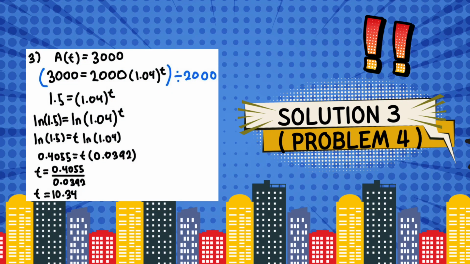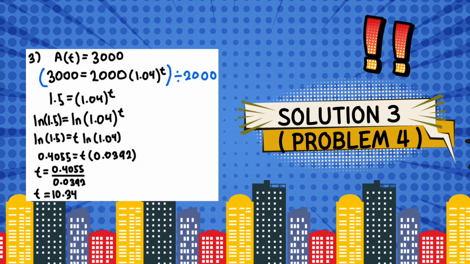Okay, for the last solution of problem 4, we can make the equation based on the question given, which is A(t) = 3000, since we must estimate how long the balance will take to reach 3000 ringgit. So 3000 = 2000(1.04)^t. We can simplify it by dividing by 2000, so we get 1.5 = 1.04^t.